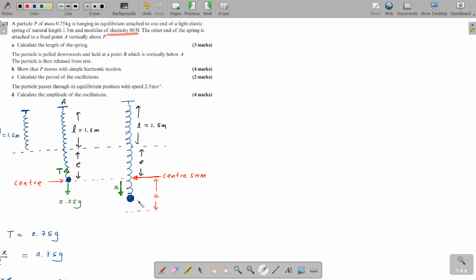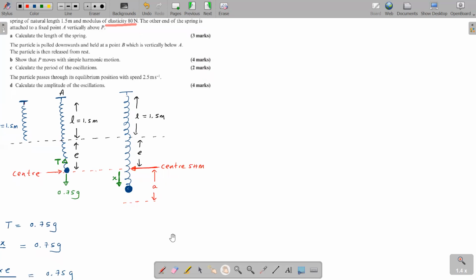Now this particle is in motion, and this is a general point. The lowest point is the amplitude. This is the center. So I have to consider the particle at a general point. It's moving. Shall we mark all the forces acting at this particular point? What are the forces acting at this particular point?